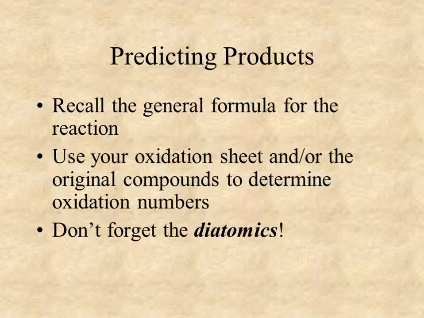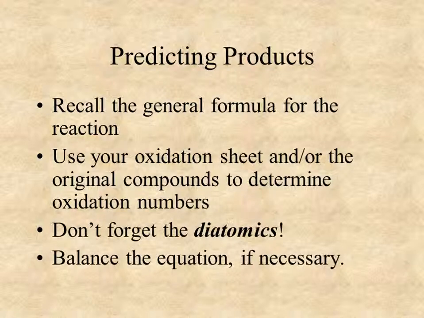You also want to remember that your diatomic elements, any element that's by itself, needs to be checked to see if it's one of the 7 diatomic elements. And if it is, when we write the formula for it in the equation, it needs to get a 2 as a subscript automatically. Once we've predicted the formulas for the products, then we need to make sure that the entire equation is balanced.